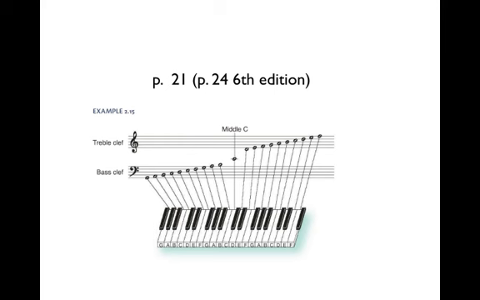If you look in your book on page 21, that's the 7th edition, or on page 24 for the 6th edition, what you see is a little bit more piano. It's still not a full-size keyboard. A full-size piano has 88 keys, but this gives you an idea of that repeating pattern, the alternating sets of 3 black keys and 2 black keys, and also how the letters A, B, C, D, E, F, G, A, B, C, D, E, F, G, and so on correspond to those notes on the piano.